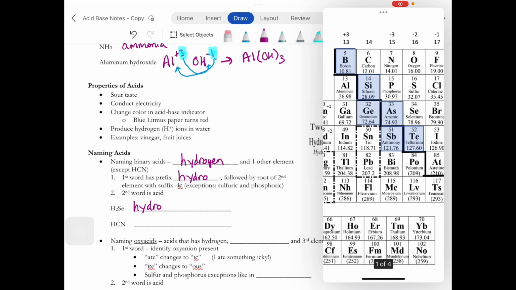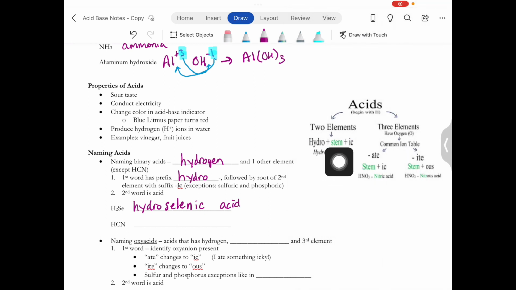So Se is right here. It's selenium. So we're going to take the base, get rid of the ending. We're going to take this SELEN, get rid of the eum, and then we're going to end with the IC. And then it ends in acid. So you need to have that. So hydroselenic acid.